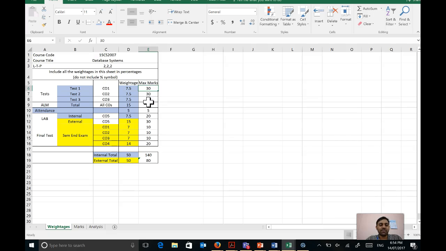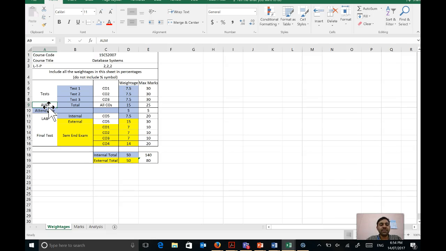And then the maximum marks. Maximum marks is usually 30 unless there is a change. This is especially for courses like English, where the maximum marks might be different from 30. It could also be for some of the club-related courses where the maximum mark is lesser or greater than 30.